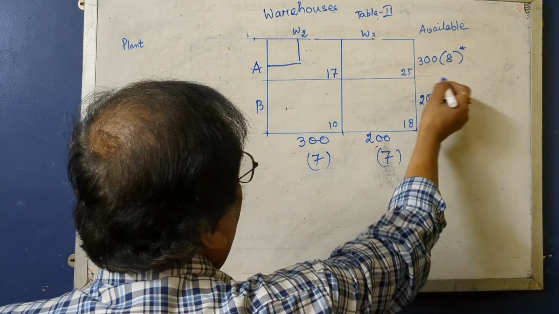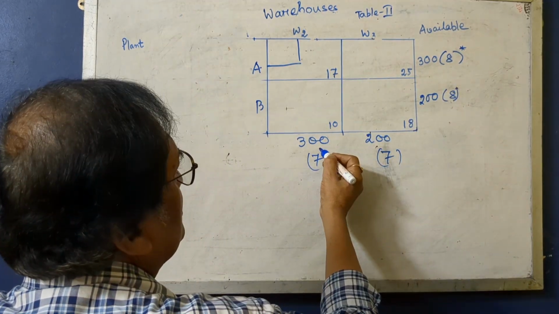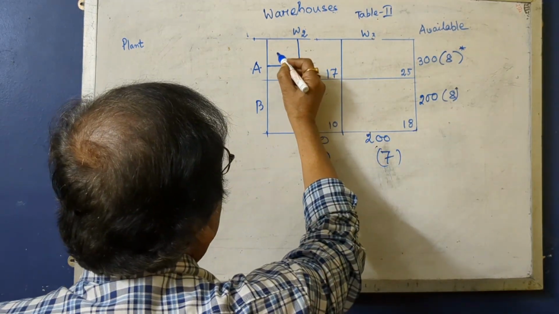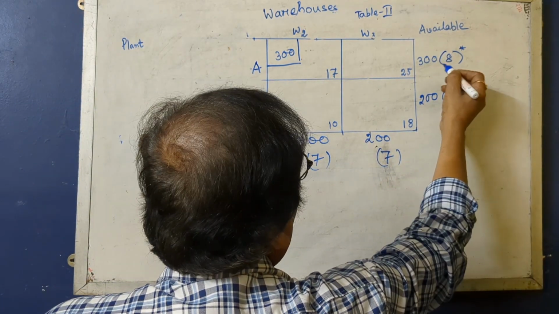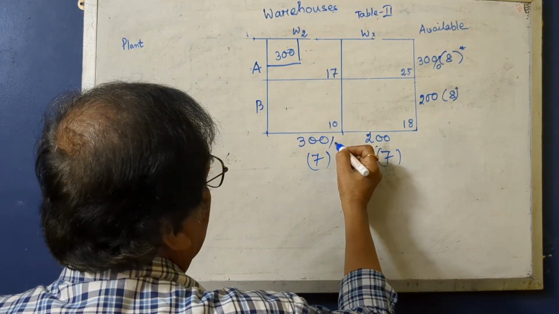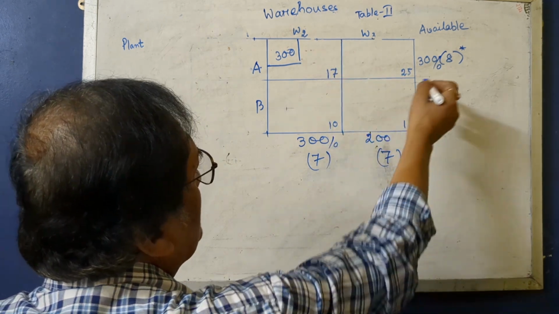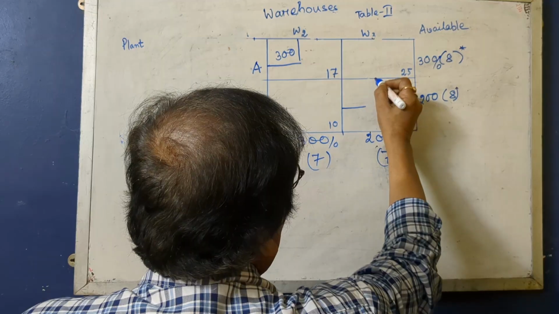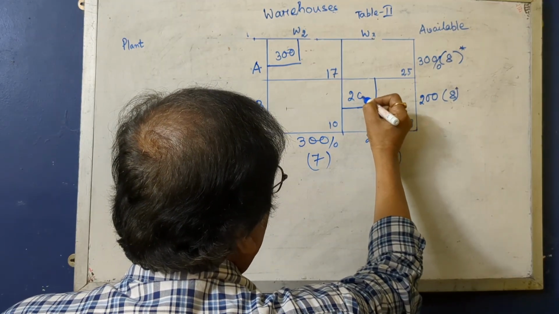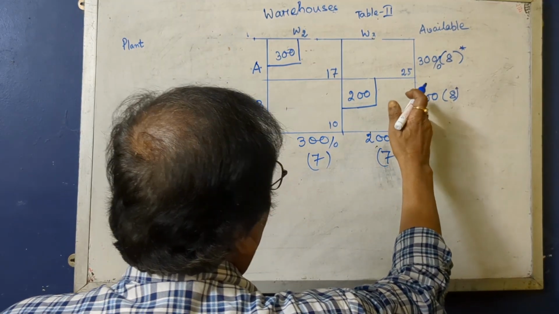This is row wise. The lowest cost is this 300 and 300. How much will the allocation be? The minimum of this is 300. That is also 300. That's why the requirement is 0. The availability is 0. Now for the total only this part remains, and the final allocation will be this 200, because only this cell will remain.